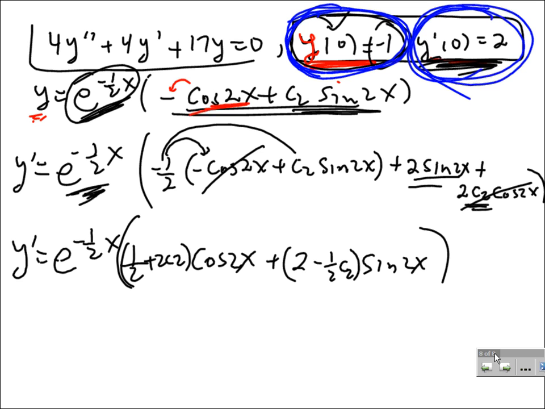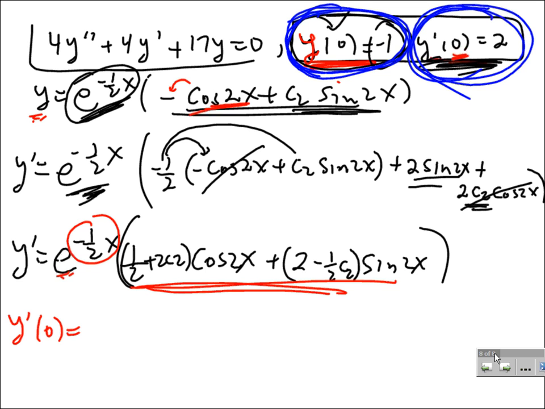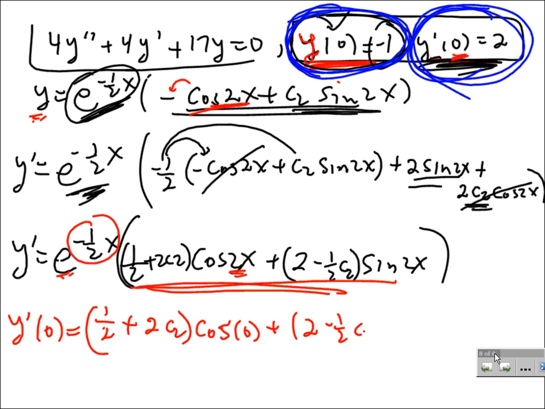Now, I plug in the value they tell me to plug in, 0. Y prime at 0: on one hand, negative a half times 0 is 0, e to the 0 is 1, 1 times this is just this. So I'll just plug the 0 in here. I get 1/2 plus 2c2 times cosine of 2 times 0, which is 0, plus 2 minus a half c2 times the sine of 2 times 0, which is 0.